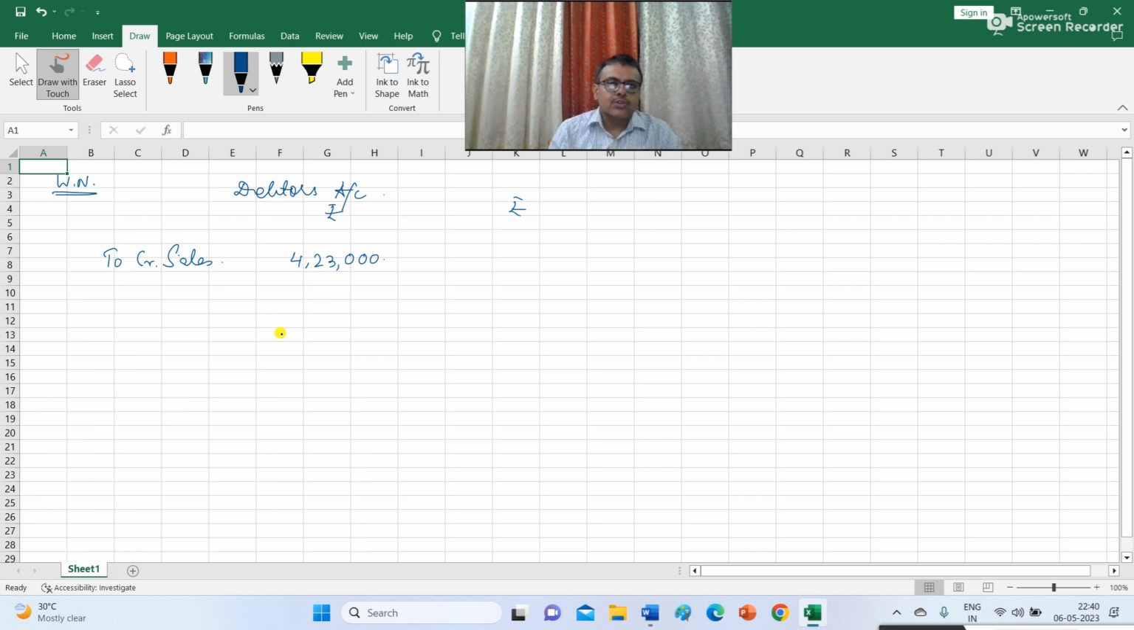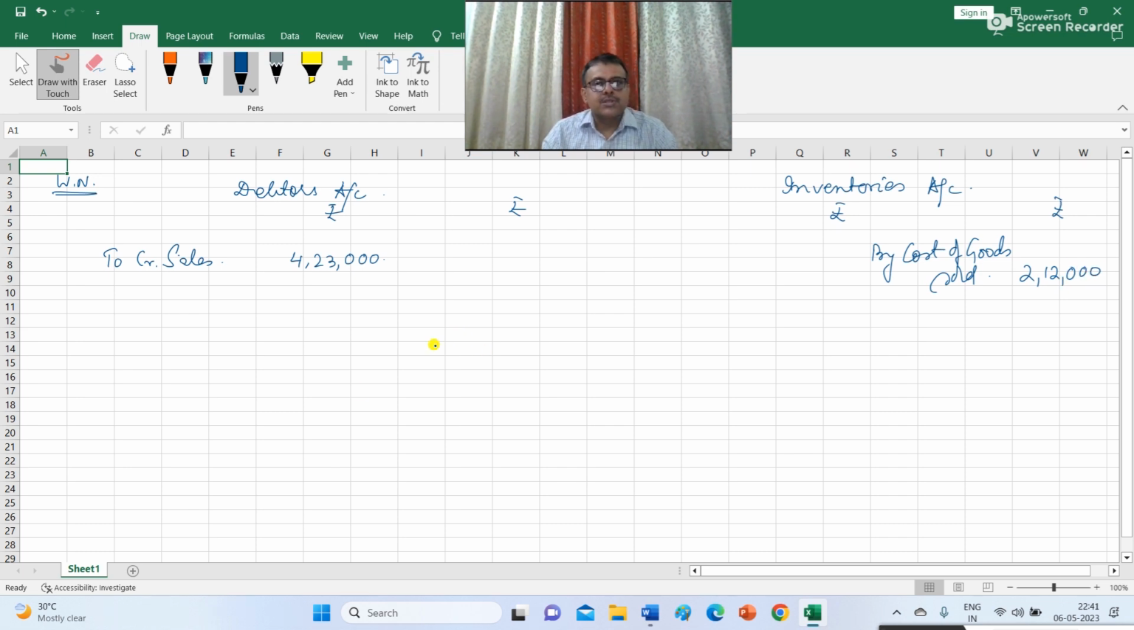Next is the cost of goods sold. Cost of goods sold will be recorded in the inventory ledger. So here I am preparing the inventories account. The opening inventory and the closing inventory, and the cost of goods sold on the credit side I am going to write. So cost of goods sold and the amount is 2,12,000.